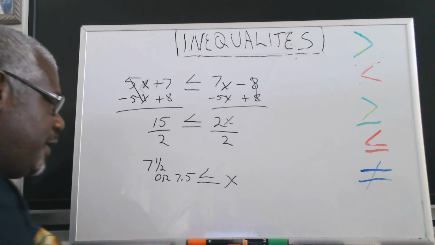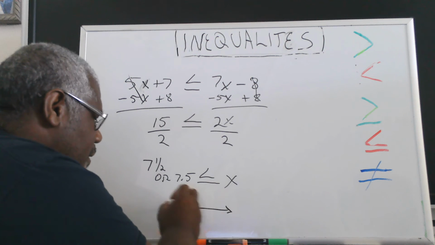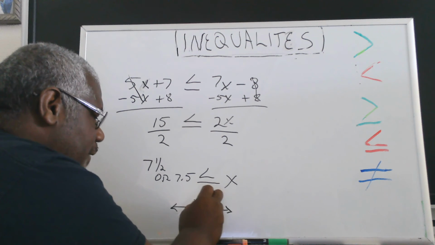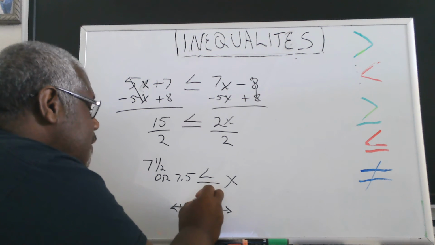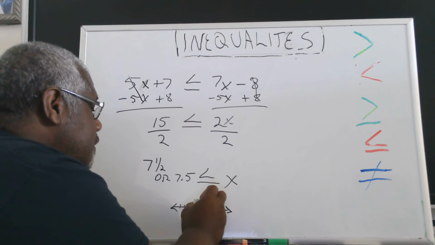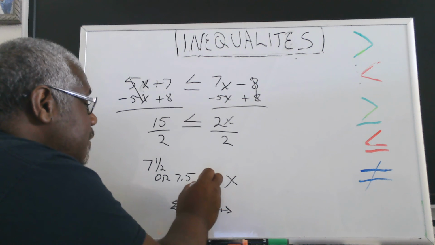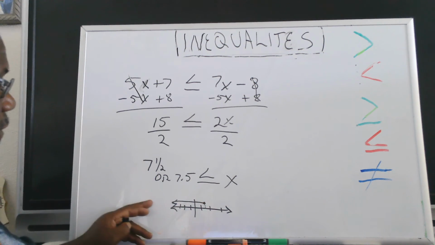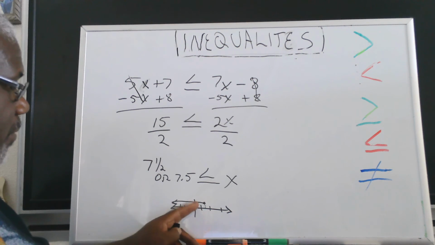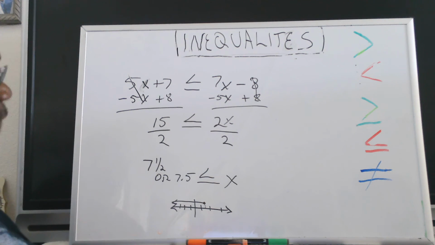If you put that on a number line, I'm going to go 5, 10, 15. 7.5 is going to be somewhere right in here, because of this, it's inclusive. It's less than or equal to x. X is here above. This is less than that point or equal to that point. That's why we fill in that dot.